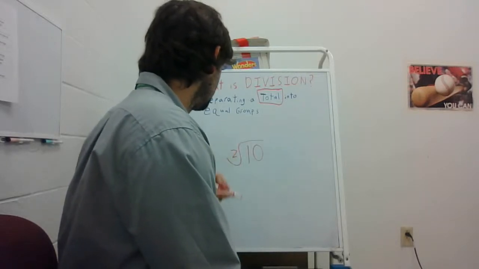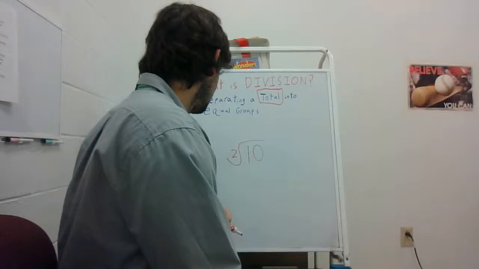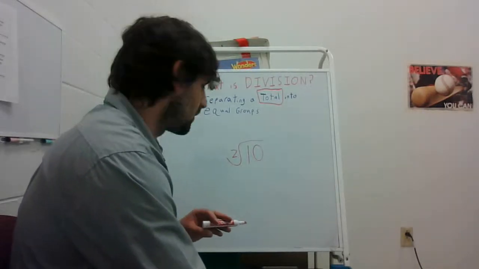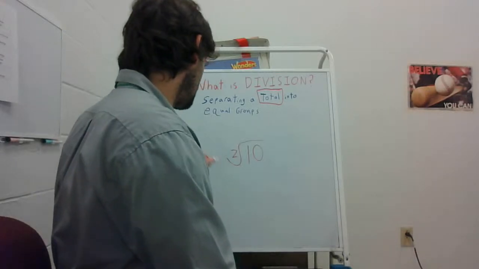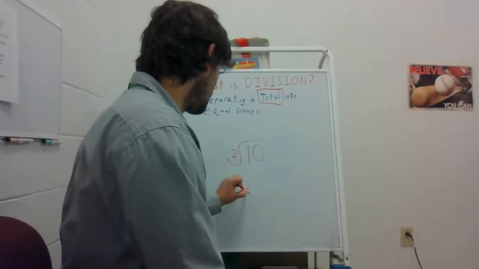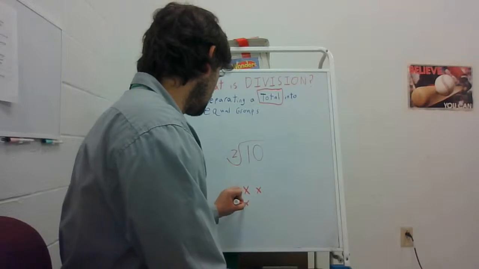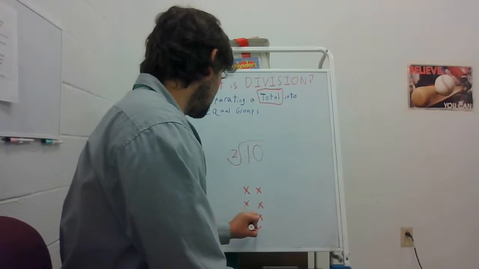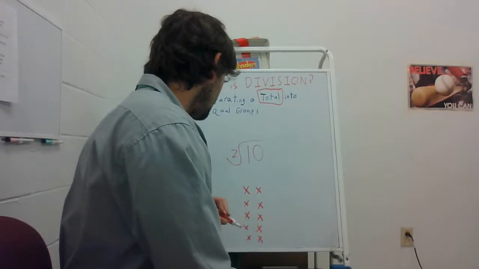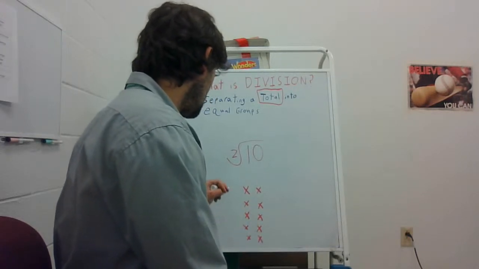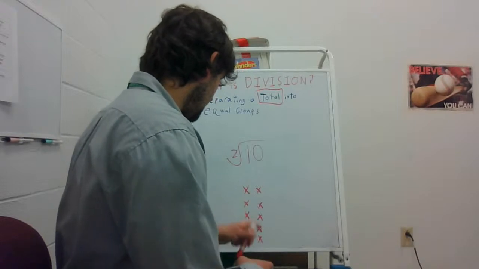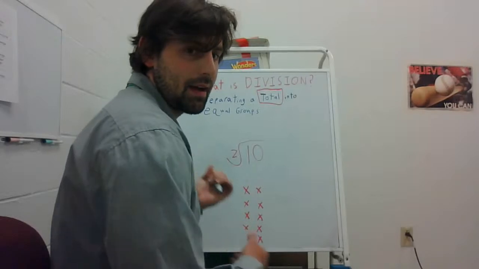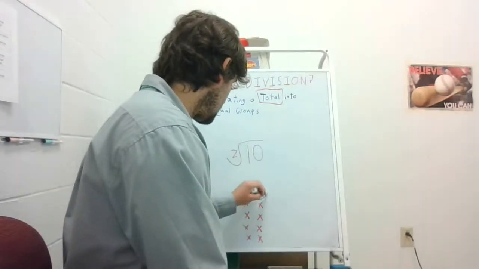$10 divided by 2. So I'll start with the array strategy here first. So I'm going to draw 10 total x's because we know that we have a total of 10. And every 2 x's, I'm going to draw a circle around. And then I'm going to count the total number of circles. All right. So I have 10 total x's. I'm going to draw a circle around every 2 x's, and then I'm going to count how many circles there are.